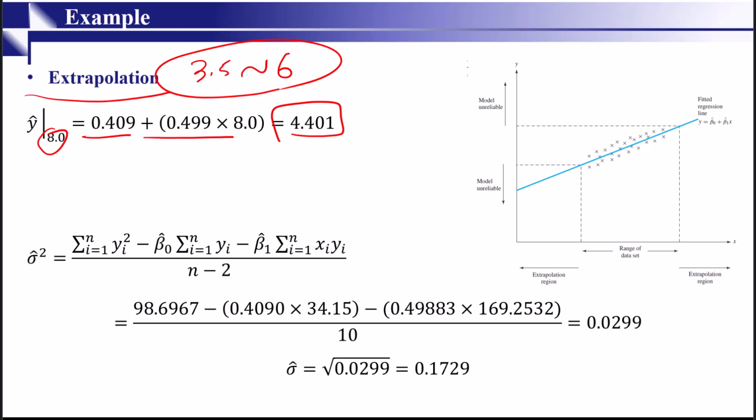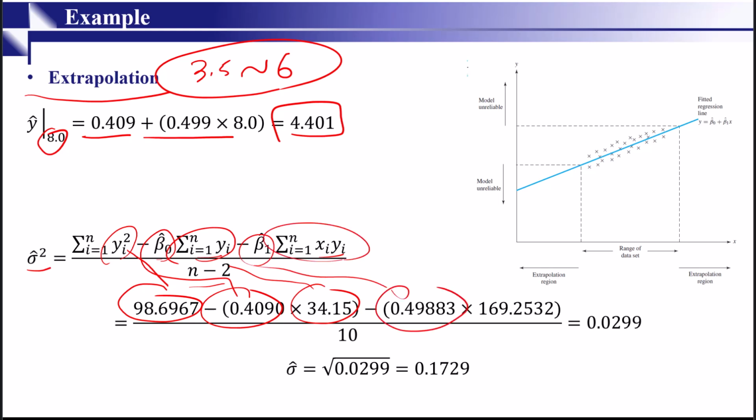For this problem, the error variance is estimated like this. The error estimate is the sum of all yi squared, minus beta hat 0 times the sum of all yi, minus beta hat 1 times the sum of all xiyi, divided by n minus 2. Then again, the sum of y squared this one, beta hat 0 this one, the sum of all yi this one, minus beta hat 1 this one, the sum of xiyi this one, and 12 minus 2 is 10. Then you will come up with this one, and the error is this value.